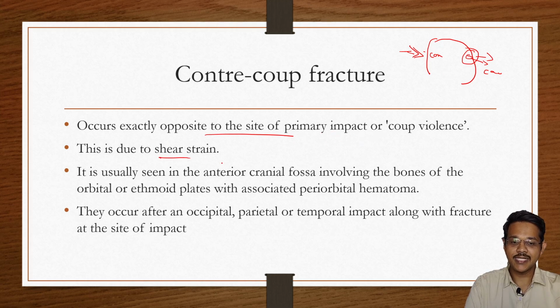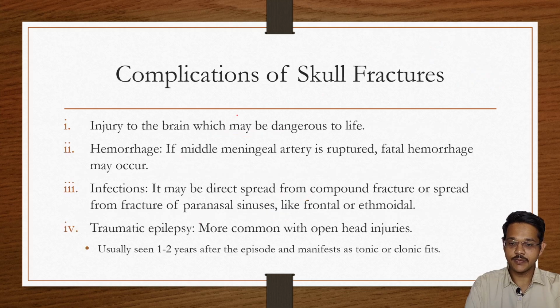This is due to shear strain. It is usually seen in the anterior cranial fossa involving the bones of the orbital or frontal plates with associated periorbital hematoma. Since the anterior cranial fossa is the thinnest, any injury to the back of the head may cause the front region to hit a hard object, which may lead to orbital frontal plate fractures. They occur after an occipital, parietal, or temporal impact along with a fracture at the site of impact. So primary impact fractures may also be present, plus contrecoup fractures.